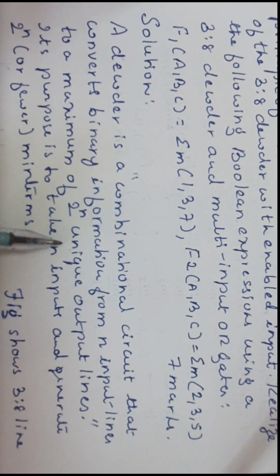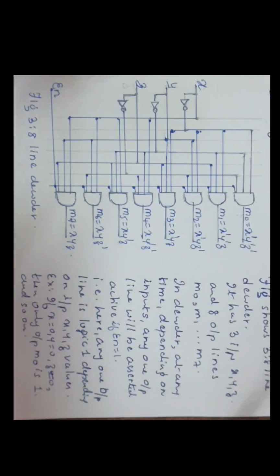In case the circuit is active low, any one output line will be at logic 0, and all remaining will be at logic 1. That logic 0 is the active one, in the case of an active low circuit. So the general term we use is asserting. In a decoder, any one output line will be asserted. Next we shall see the 3:8 line decoder.